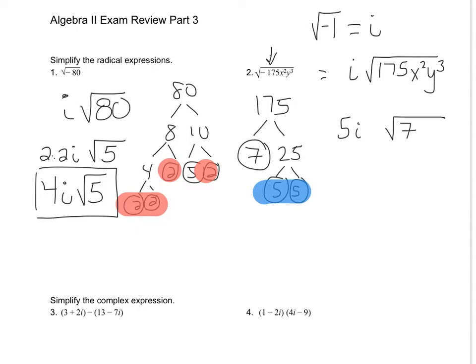And then we have to still deal with the variables, but that's okay. So we have x squared, so I think, okay, how many groups of 2 do I have in x squared? Well, I have one group of 2, so I put one x on the outside, none left inside. For y cubed, I have one group of 2, and then I'd have one left over. If you have 3 people, you have one group of 2 and one left over. So this simplifies to 5ix times the square root of 7y.